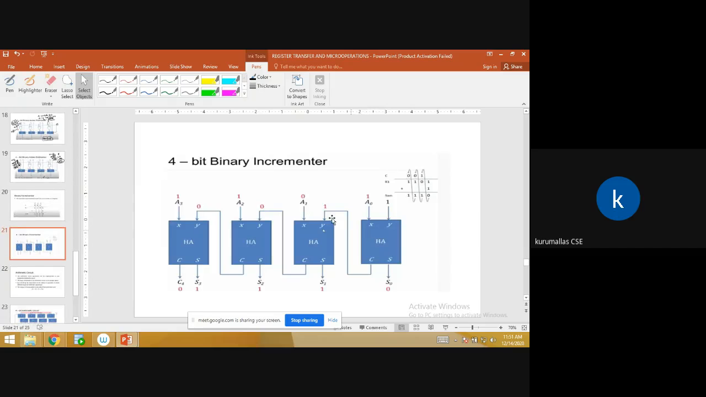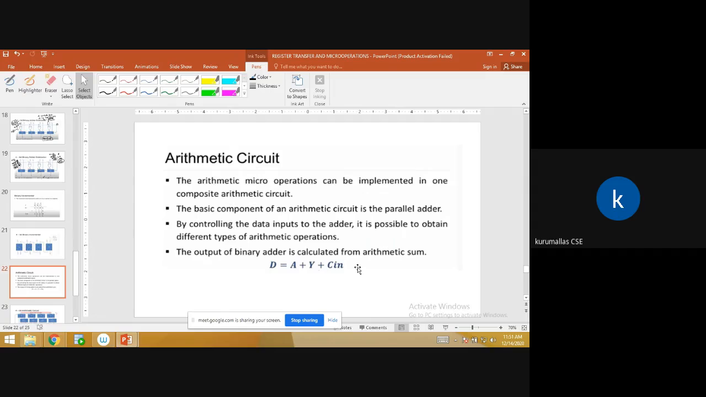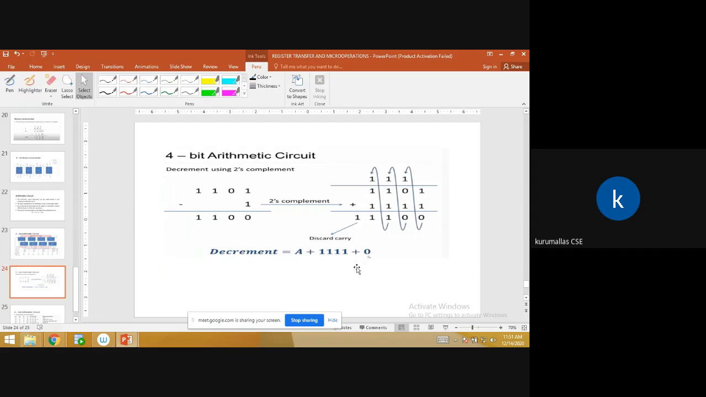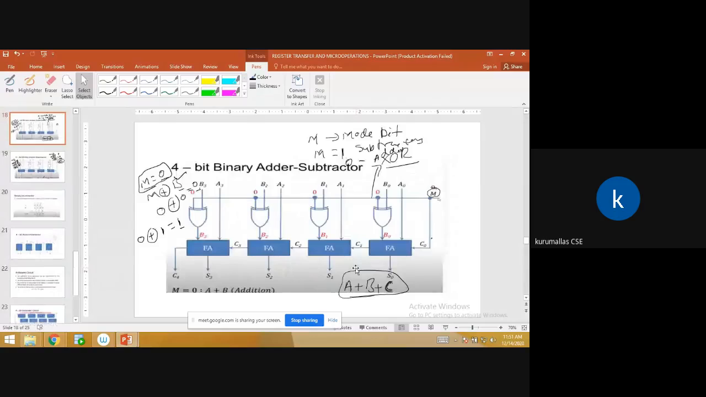Similarly, there is a 4-bit binary incrementer. This is the representation. We can explain the binary increment in the next class. Next, the arithmetic circuit, how it works internally. Next, like this. What is today's class?